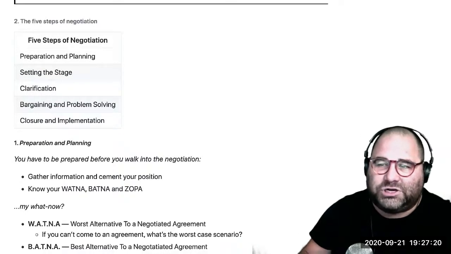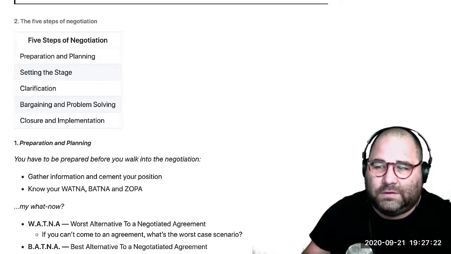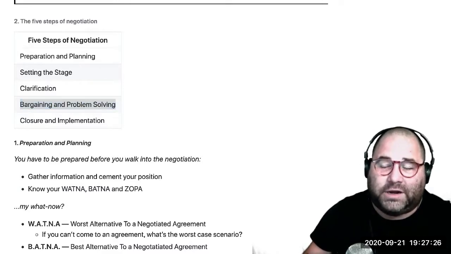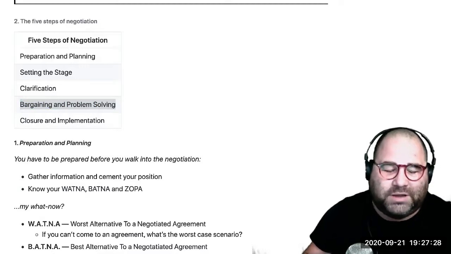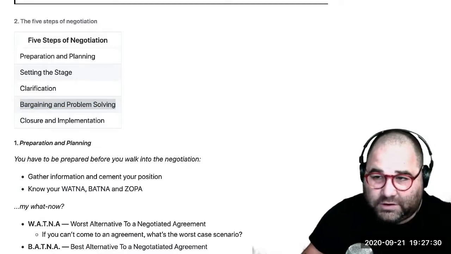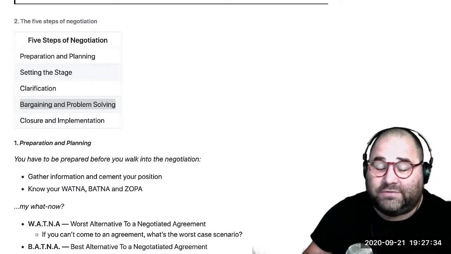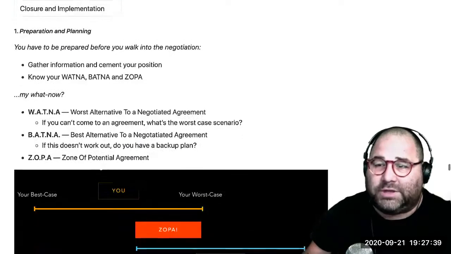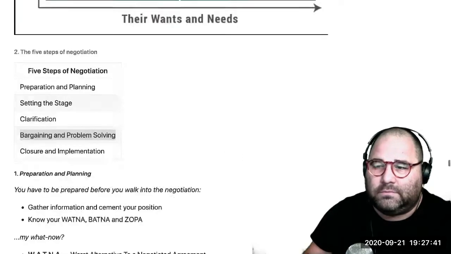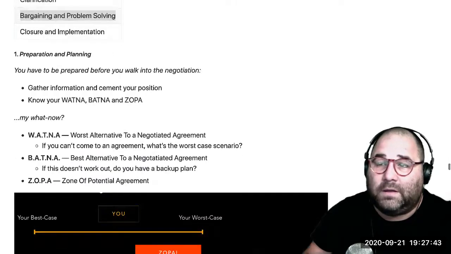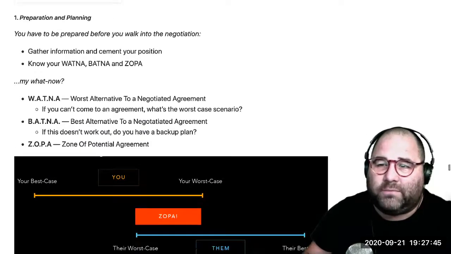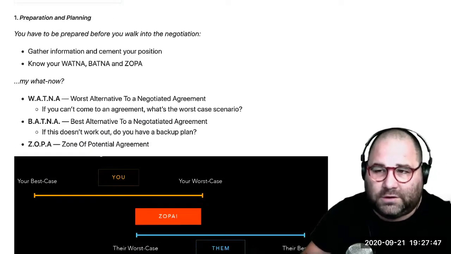I've broken down negotiation into 5 steps. And I want you to notice that the 4th step is bargaining and problem solving, which is what people think is the entire process of negotiation. But a good negotiation normally happens in 5 steps. So first, preparation and planning. You want to be prepared before you walk into the negotiation.